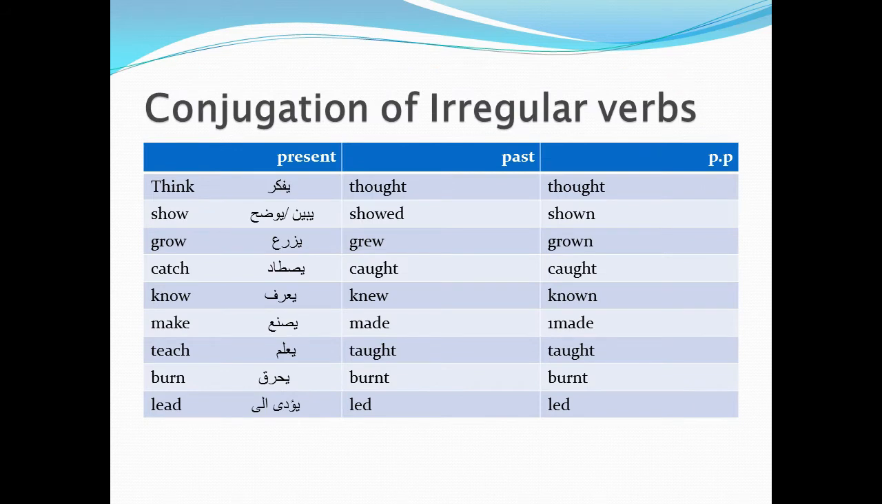Let's start with conjugation of irregular verbs. Think, thought, thought, show, showed, shown, grow, grew, grown, catch, caught, caught, know, knew, known, make, made, made, teach, taught, taught, burn, burnt, burnt, lead, led, led.